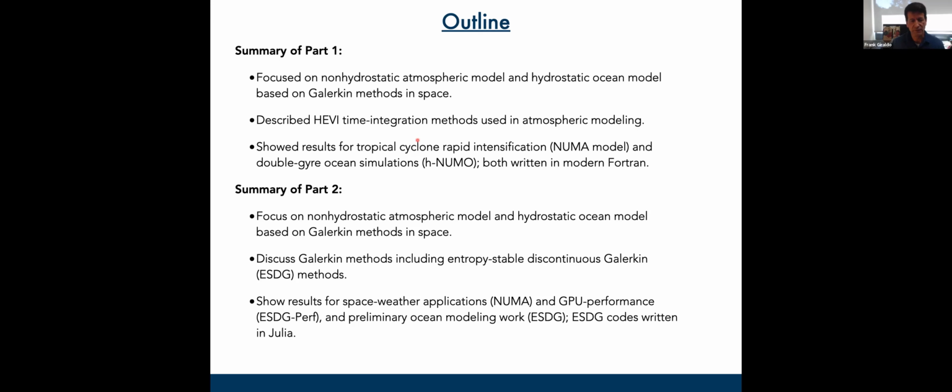I'll show some results for space weather applications, which is a new line of work for us, and we've been helping the Naval Research Lab in DC and Monterey extend their global operational models to be space weather capable. And also we'll talk about GPU performance of our entropy-stable DG codes. There's a paper that we're writing as we speak. And I'll show you some preliminary ocean modeling work on these entropy-stable methods. And the entropy-stable DG codes are written in Julia.